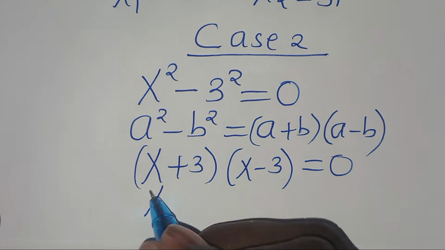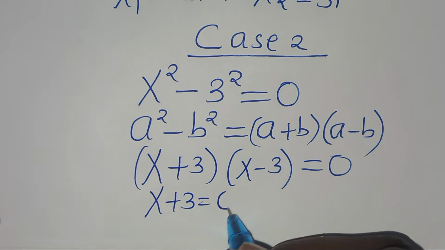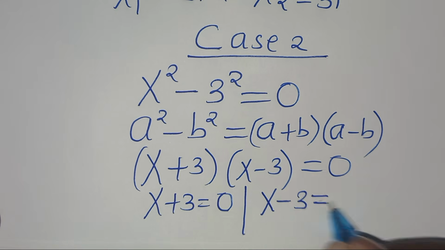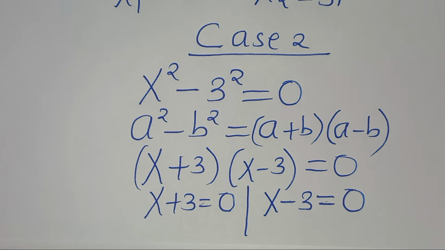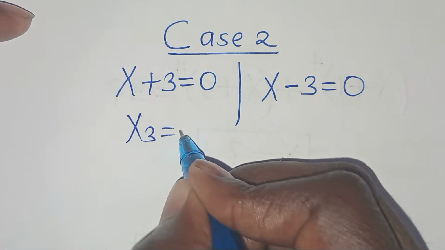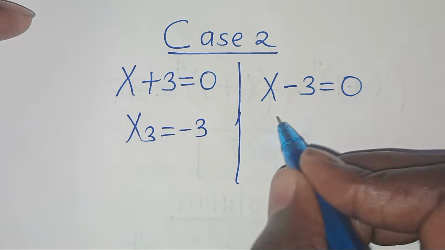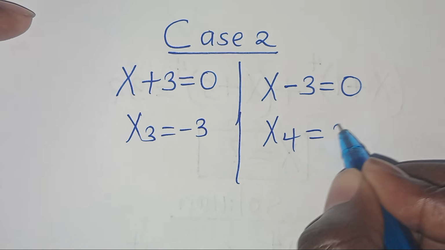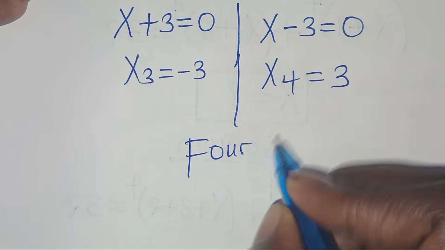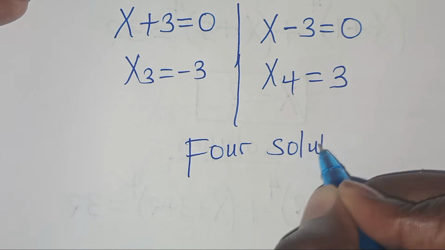So this means we have x plus 3 equal to 0, and we have x subtract 3 equal to 0. Therefore, we have x3 equal to negative 3, and x4 equal to 3. So we have four solutions to this algebra problem.